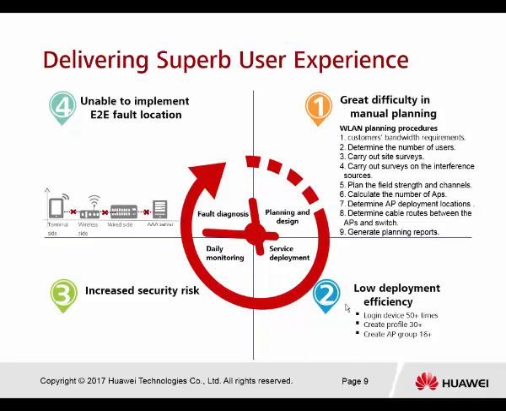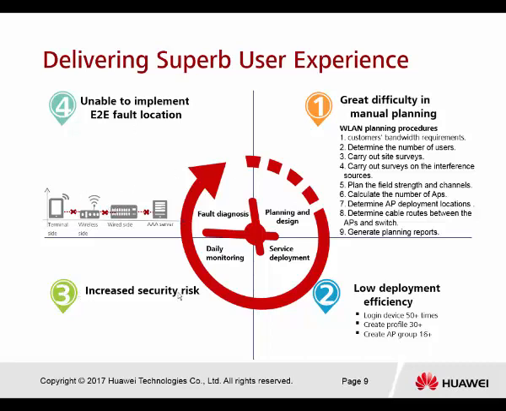And the second one is low deployment efficiency. Login device 50 plus times. You need to keep logging in to your device and do the configuration. Okay, you can use telnet or the console, but you still need to log in many times. Create a profile up to 30 plus. Of course, this is not only 30 plus. It depends on the number of devices that you're using, and the time for you to create the AP group.